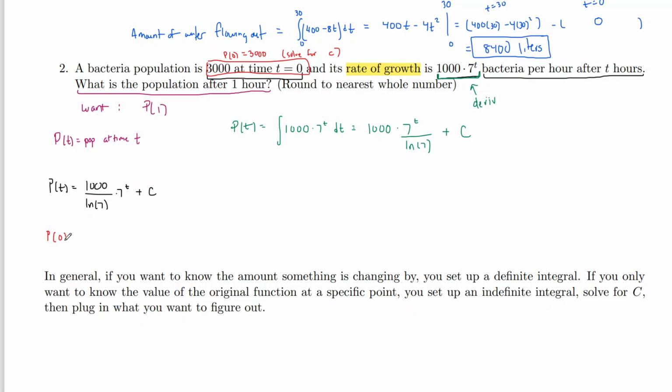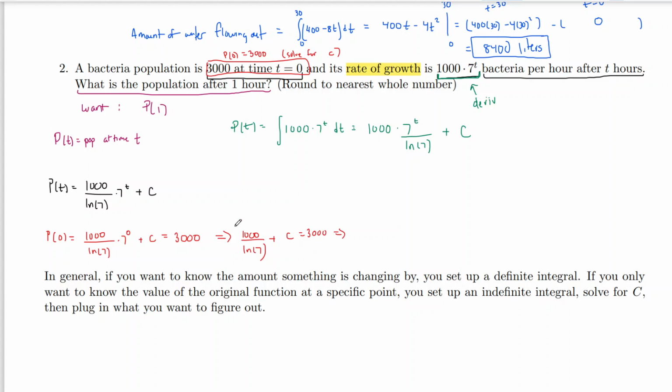We got P of 0. Well, we plug in t equals 0 here: 1,000 over the natural log of 7 times 7 to the t power plus c. And that must equal 3,000. Right, well, we want to go ahead and plug in t equals 0, so I'm going to replace that with 0. And this is why it's so important not to just involuntarily cross out or say when you plug in 0, you get 0. It's because 7 to the 0 is 1. So this is 1,000 over the natural log of 7 times 1. We'll get rid of that, plus c equals 3,000.